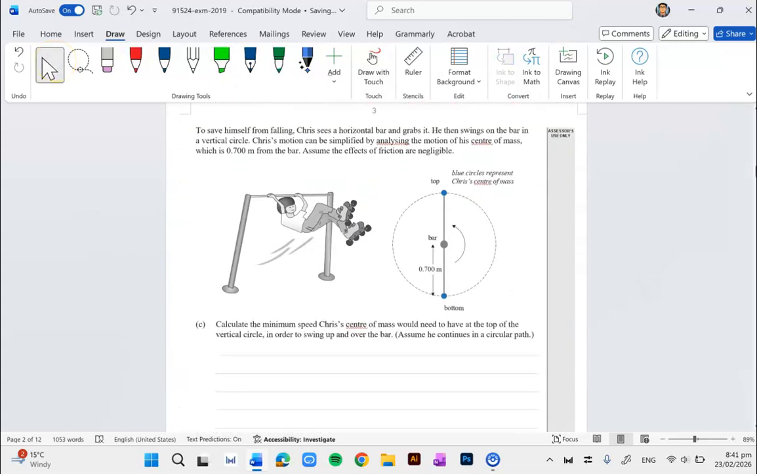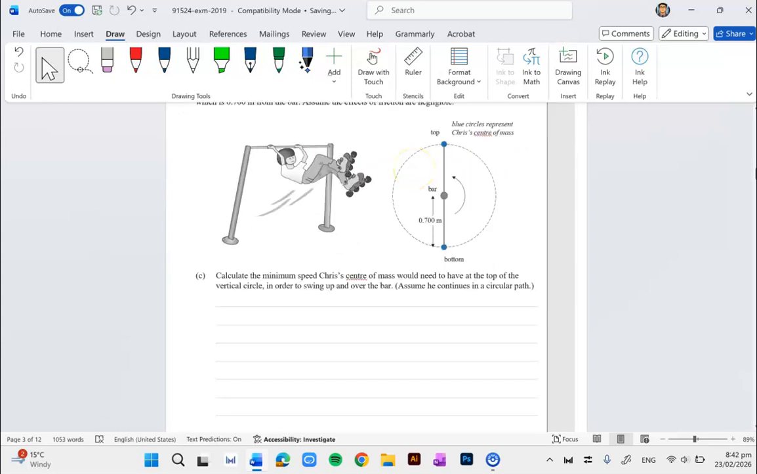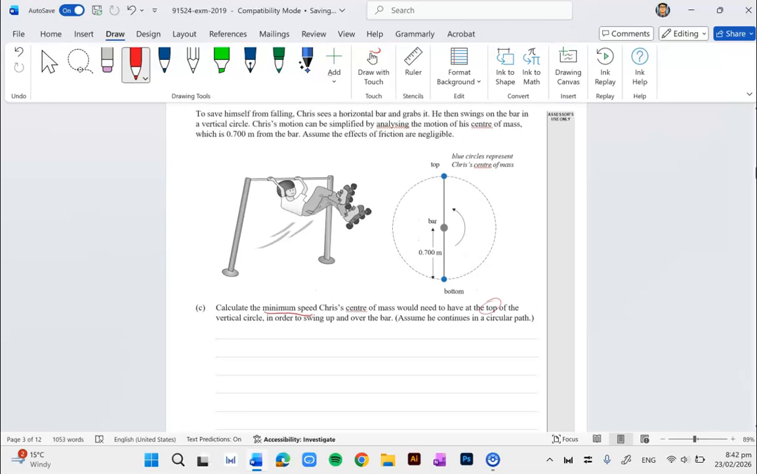To save himself from falling, Chris sees a horizontal bar and grabs it. Calculate the minimum speed Chris's center of mass will need to have at the top of the vertical circle in order to swing up and over the bar.